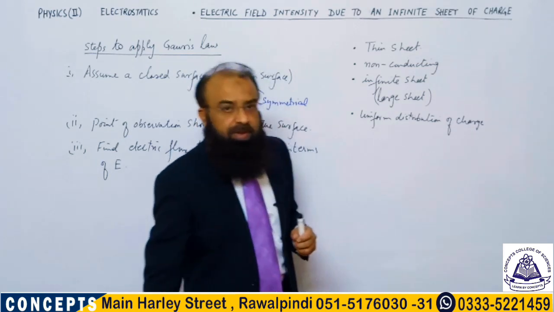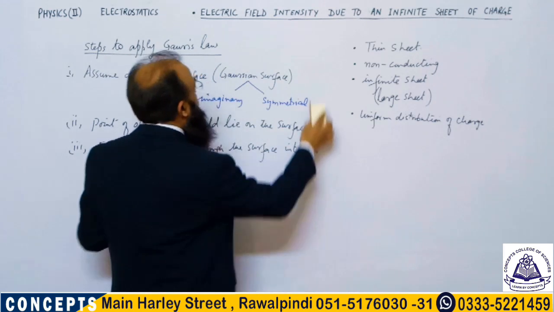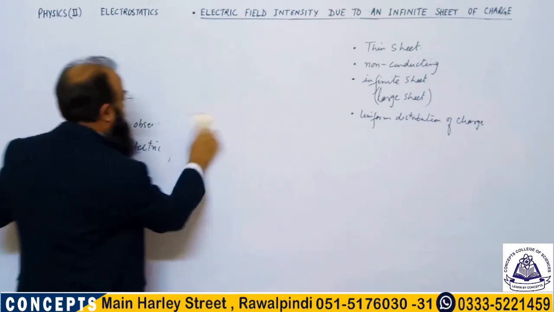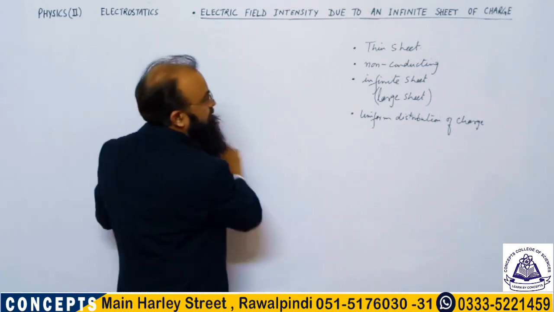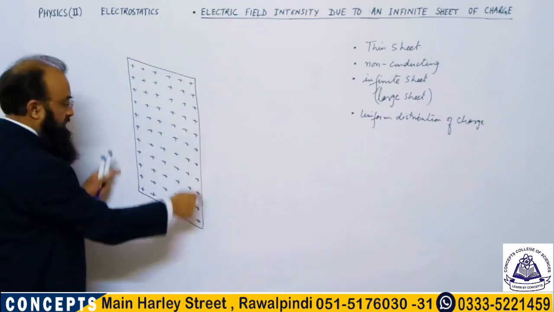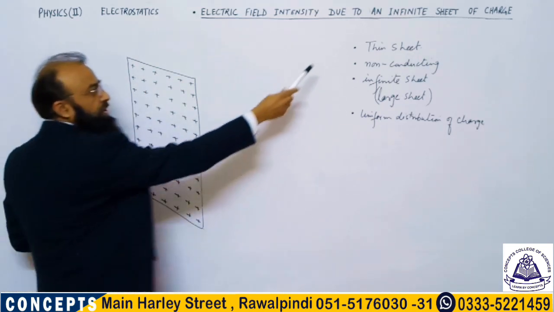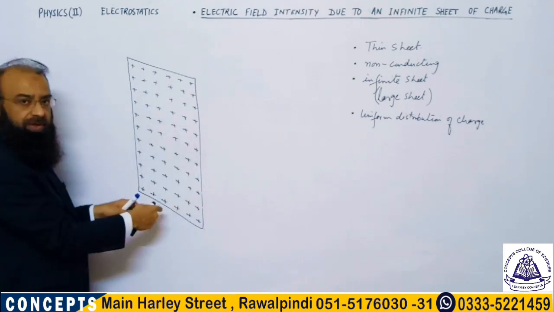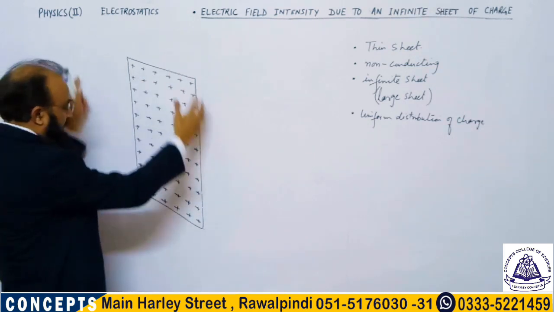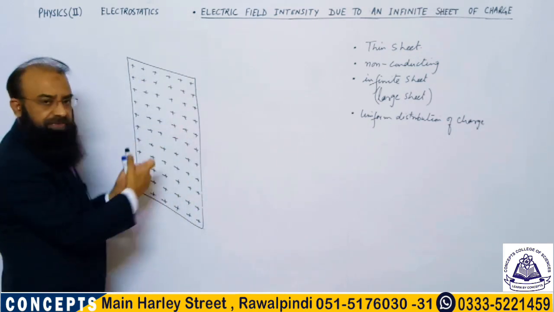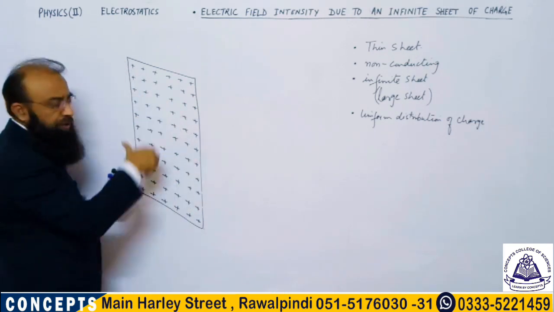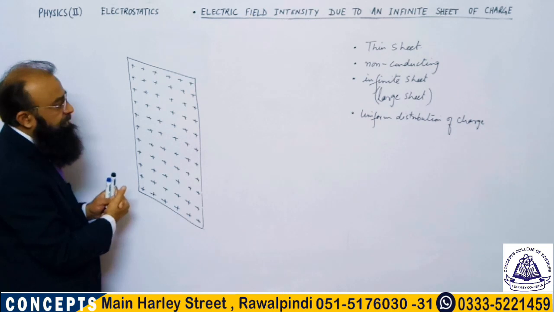So students, we consider a sheet. Let's suppose here we have a thin sheet of non-conducting material. As it is an infinite sheet, we have considered a part of that sheet. And the charge is distributed uniformly over this sheet.